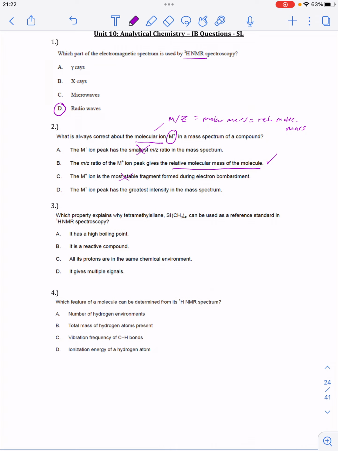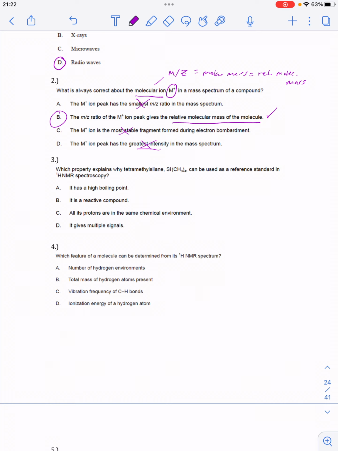Which property explains why tetramethylsilane can be used as a reference standard? Now, this shouldn't be in your packet. This is an HL question, so let's skip that.